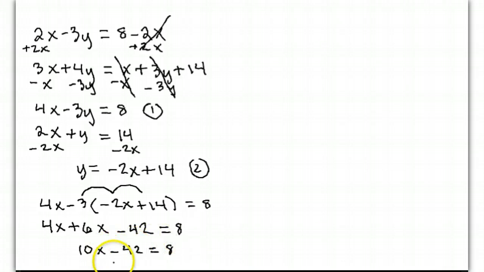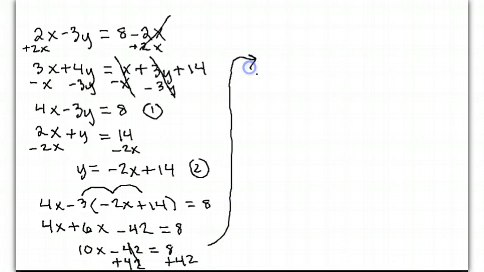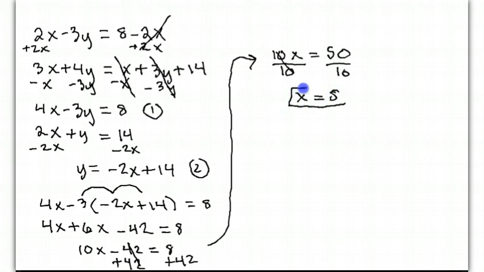And so how do I get this negative 42 to the other side? Well, I have to add it. So what I'm going to do is add 42 to both sides. And moving the equation back up to the top, it's going to give me 10x equal to 50. And to get x by itself, you divide by 10, and what you end up with is x equal to 5. So you have one letter, which is x.